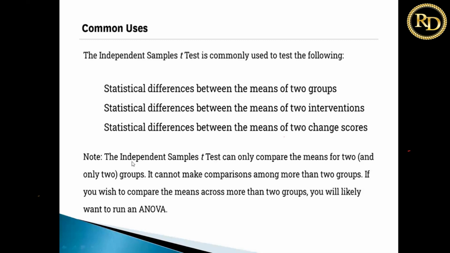Now there is a note for this test: the independent sample t-test can only compare the equality of two means. If we are interested in comparing more than two means, then we will go for ANOVA, that is, analysis of variance.